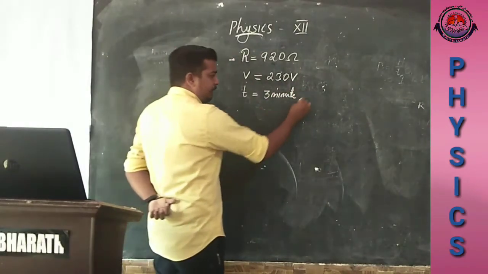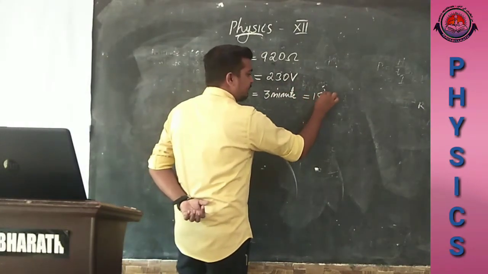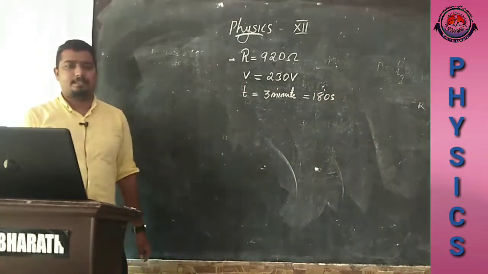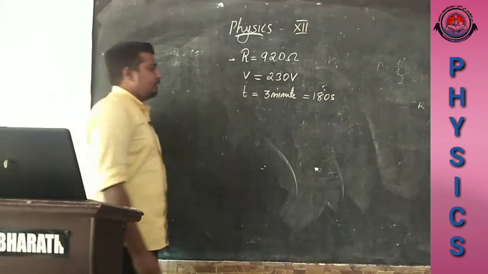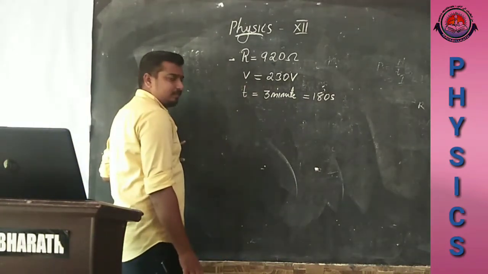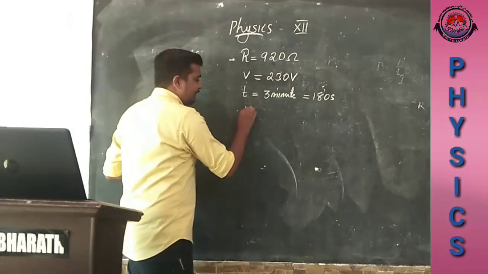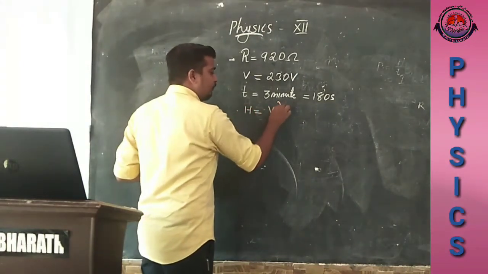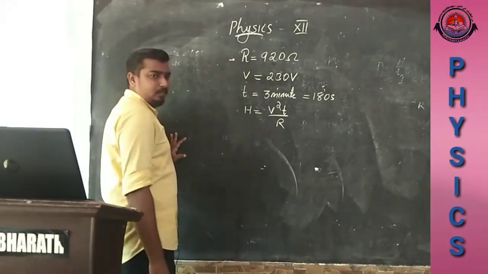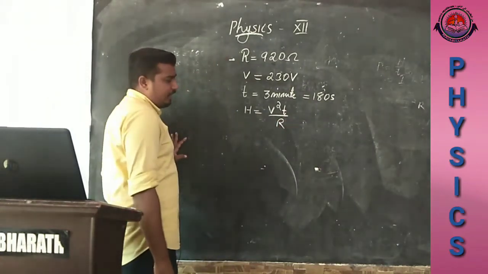What is 3 minutes? 180 seconds. Okay, what is the equation for heat developed? Here we are using the equation H is equal to V square T by R.